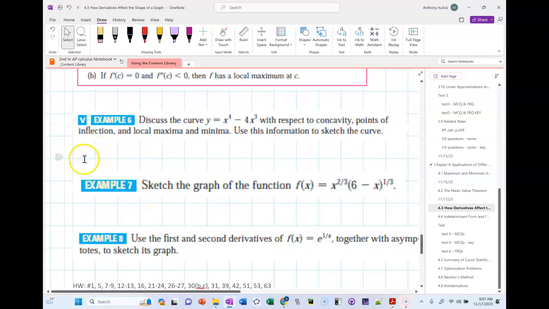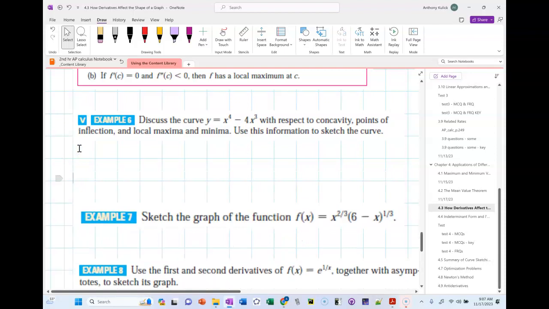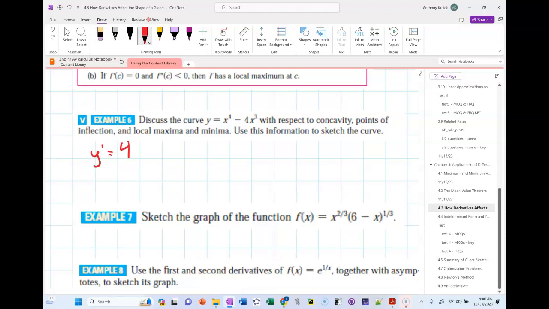So the last couple here are examples. Let's say we have this curve. Let's say we want to find y prime, and let's set that equal to 0 to find the locations of the maximum and minimum.